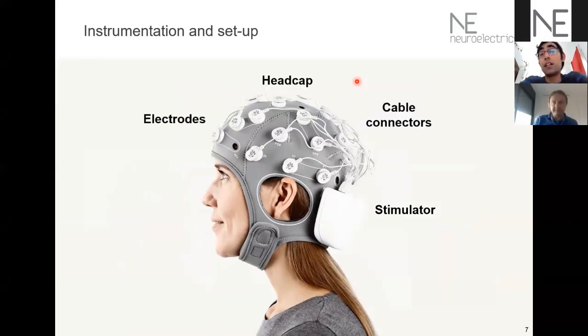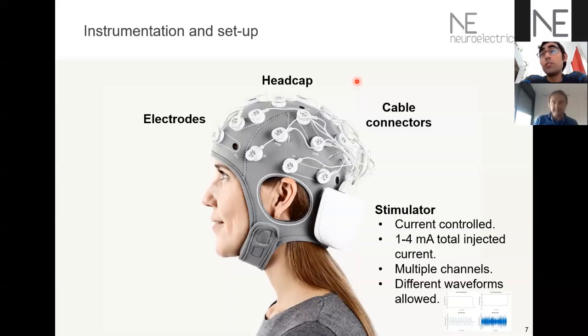You will need an electrical stimulator. The electrical stimulator connects to electrodes placed on the scalp via cable connectors. And the electrodes are placed in standard positions of the head. The standard positions are the same as those of the 10-10 or the 10-20 EEG systems. And they are placed in those positions with head caps. These head caps guarantee that from session to session, the positioning of the electrodes is maintained approximately constant.